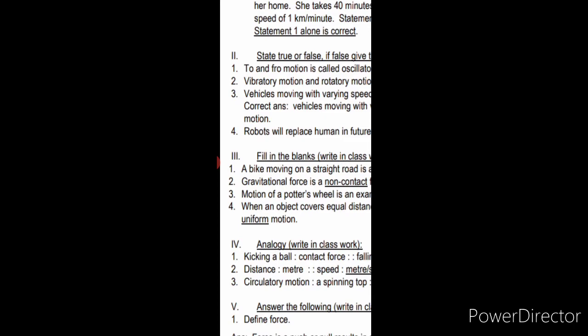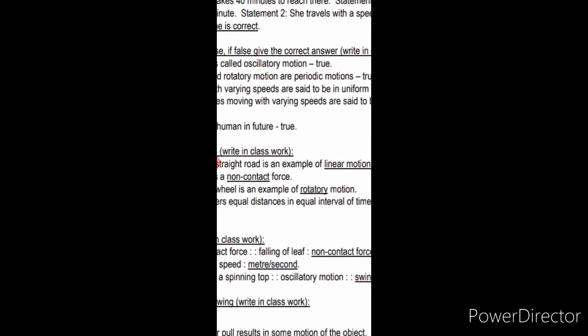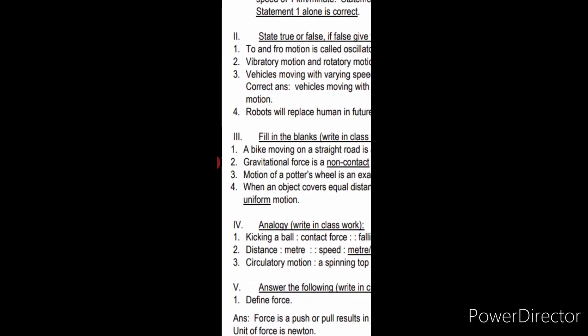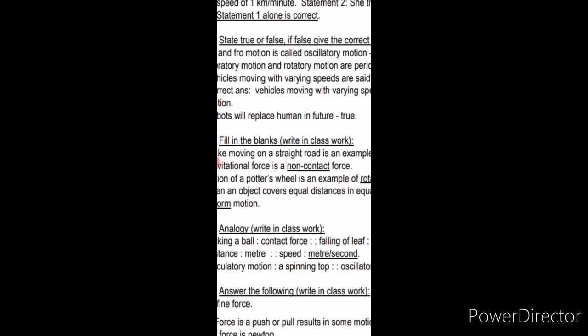First fill in the blanks will be, a bike moving on a straight road is an example of dash. A bike moving on a straight road is an example of linear motion. Second one, gravitational force is a dash force. Gravitational force is a non-contact force.